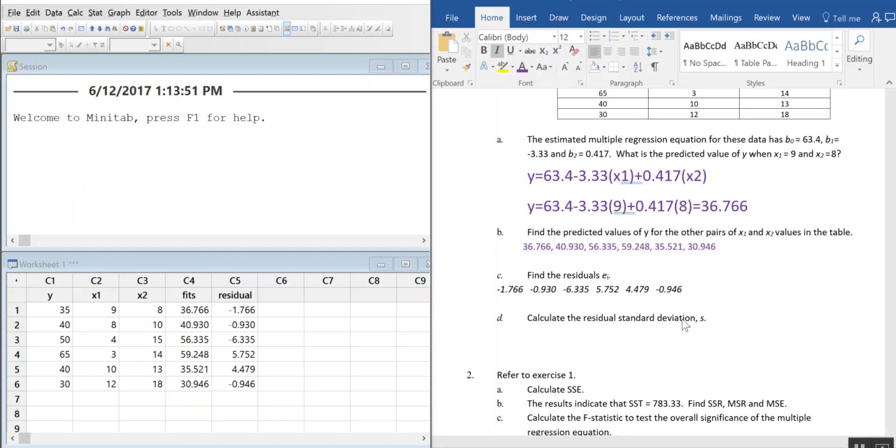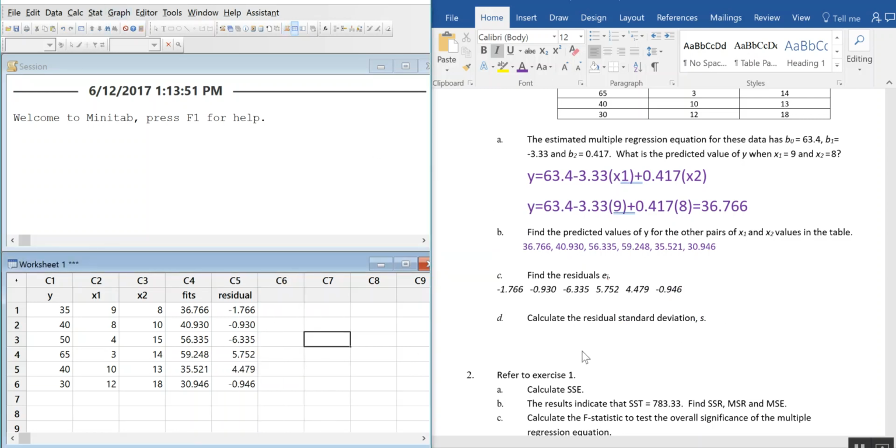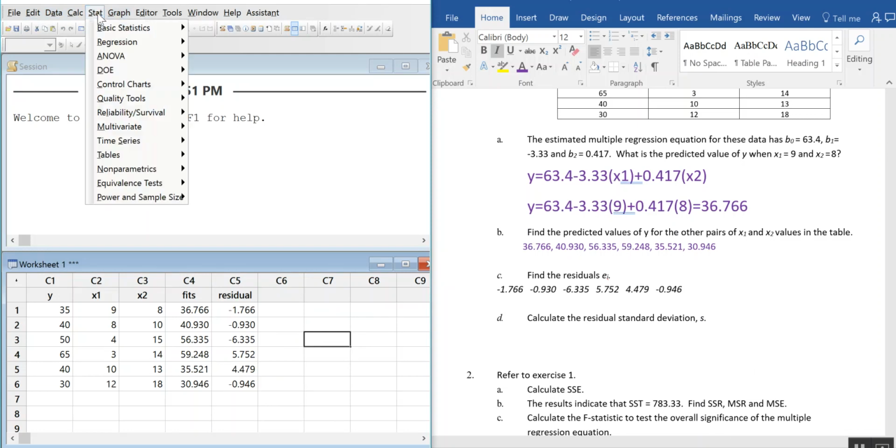Okay, you could calculate S, the standard deviation of the residuals, by hand if you wanted to at this point. But I'm going to make Minitab do this for me just so I can get some calculations that I'm going to use in these later exercises. So we're going to go up to Stat, regression.